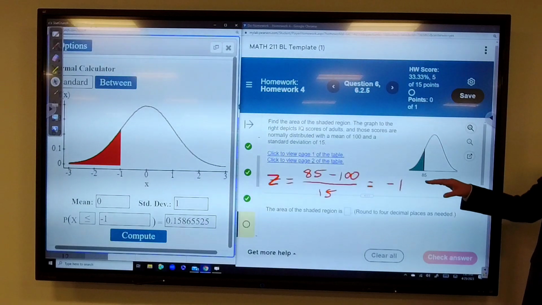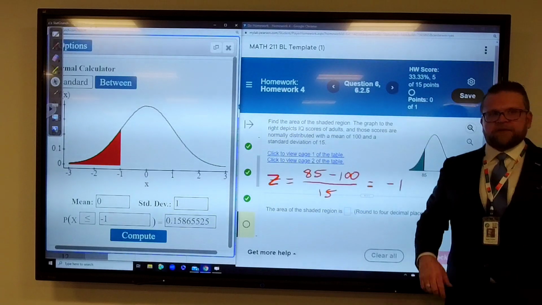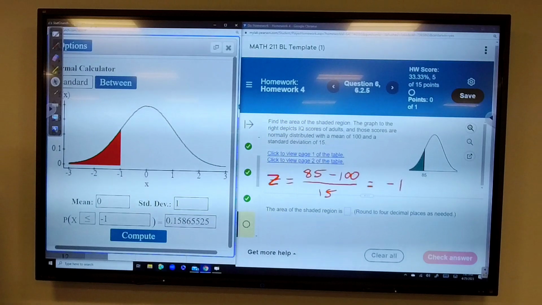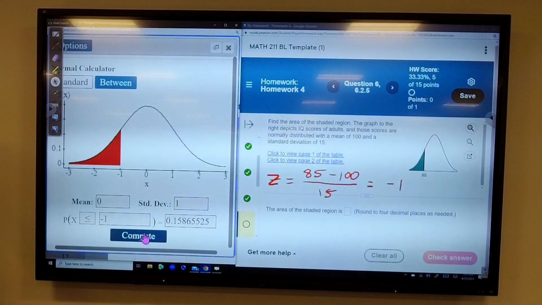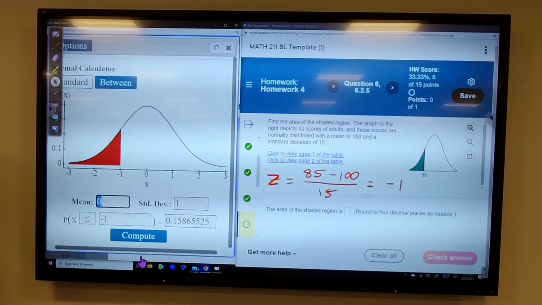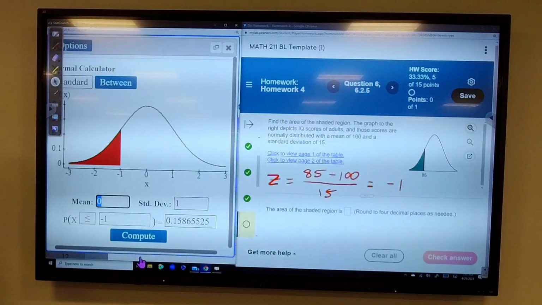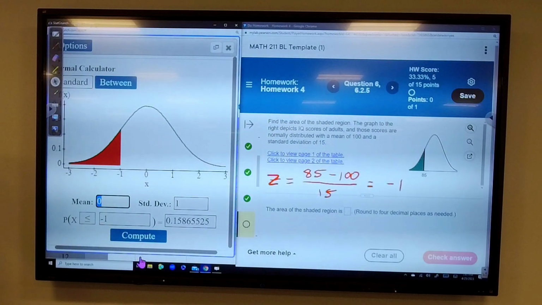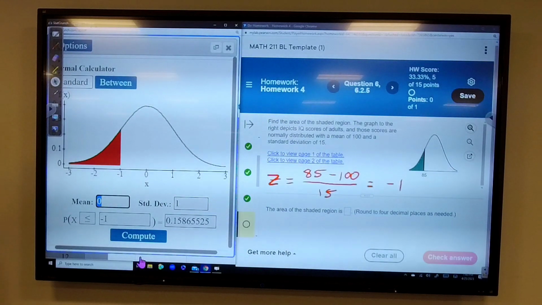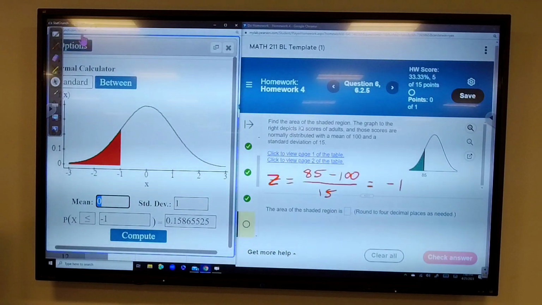Now, when I was in school, we would have to find the z-score and then go to the table and find the area. Now we have this calculator, so we have even one more advantage over the table, because we can just type in a mean and standard deviation into the calculator, and it will compute the z-score for us and give us the corresponding area. So I'm getting 15.87, or 0.1587.